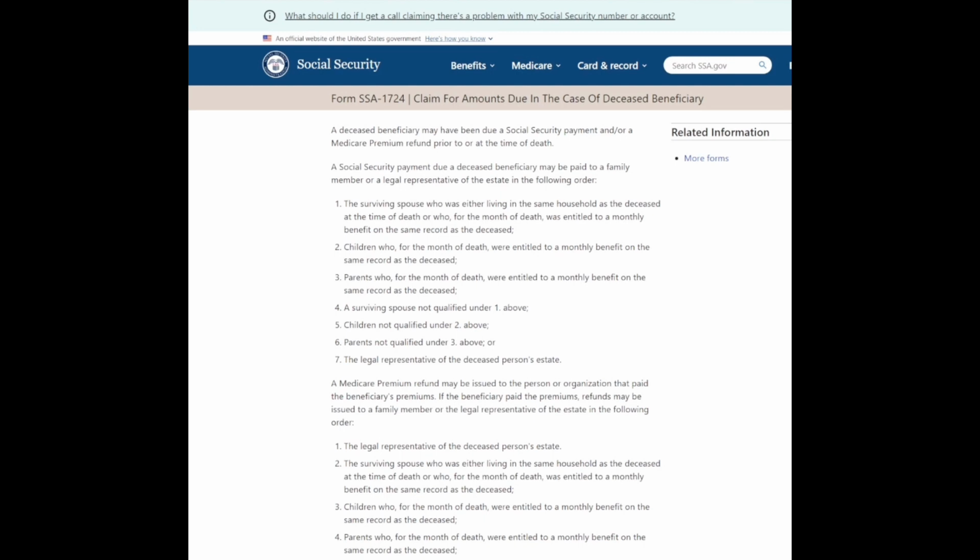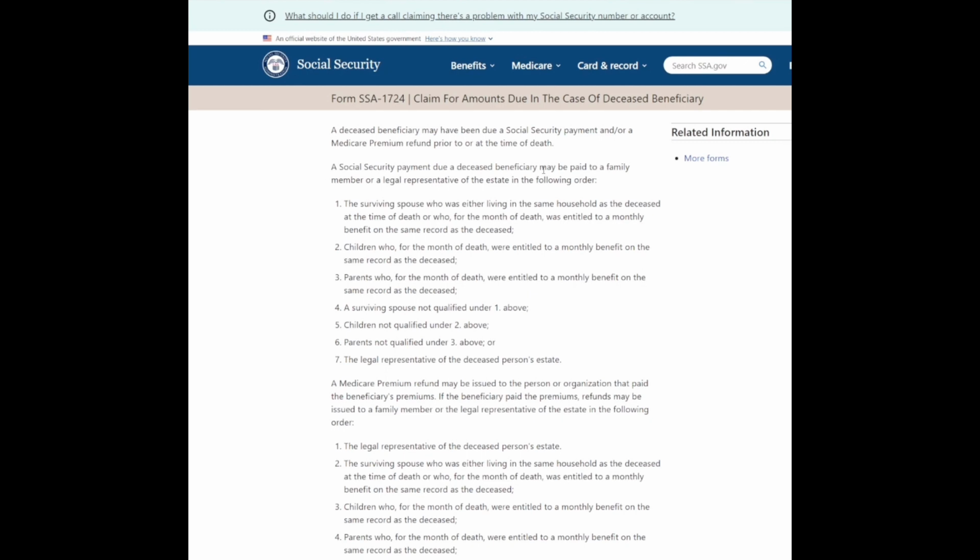Then you'll probably get a letter from the payment center, which is a part of Social Security. They'll send you a letter basically saying, "We're sorry to learn of your loss. It does appear that this person was still due a payment. Please complete the enclosed form with the appropriate information so that we know what's what and who to pay."